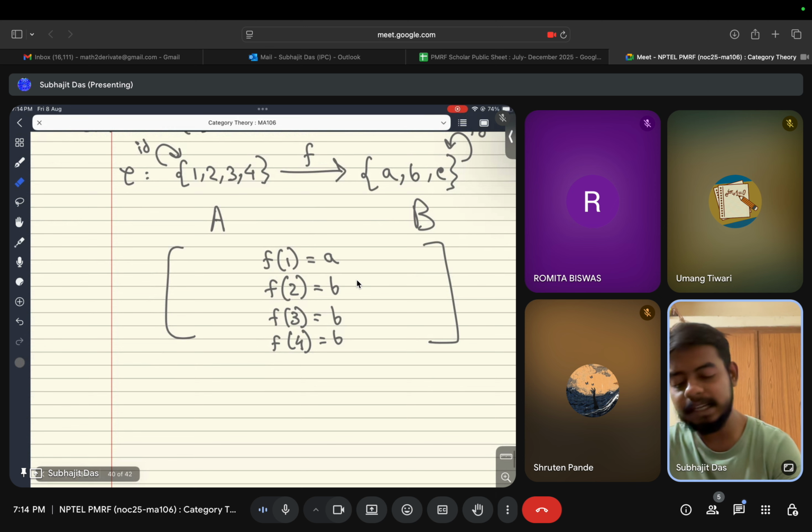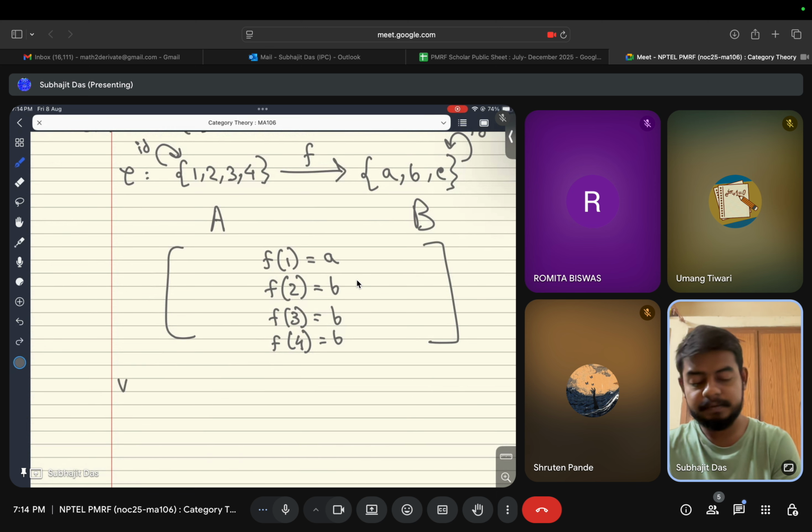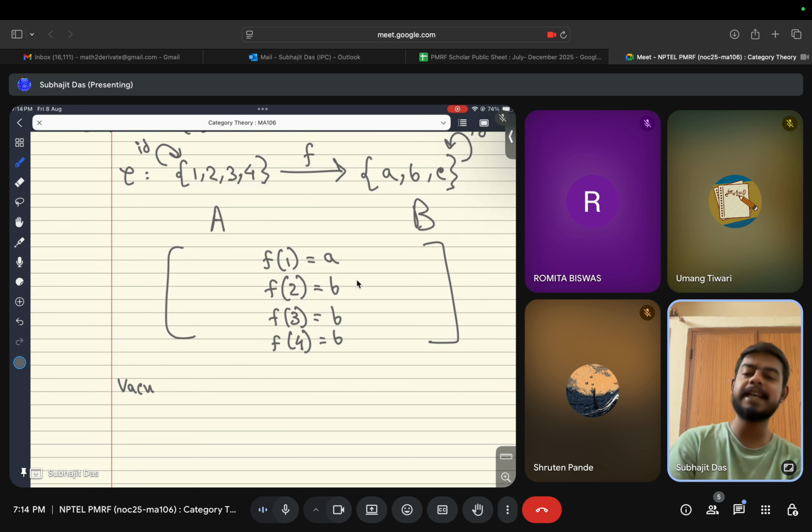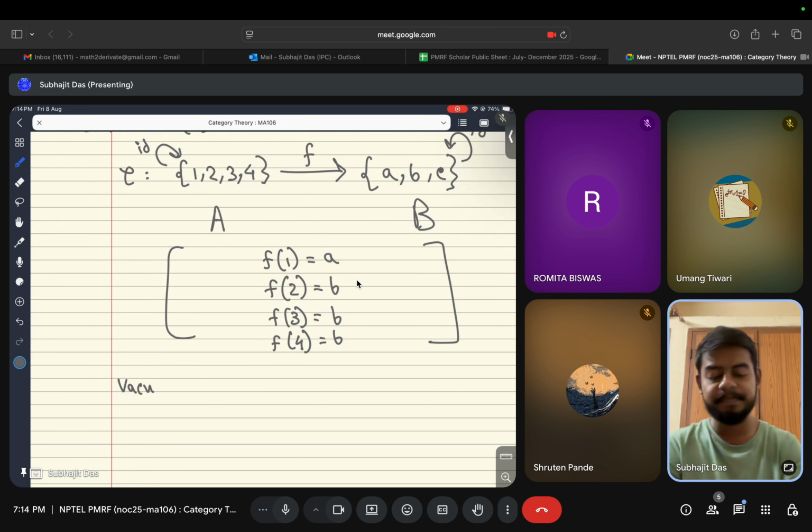So vacuously, I hope you know what vacuously means, right? Vacuous statements are statements which are made about the elements of the empty set. It's like saying all the elements of the empty set are blue in color. It's a vacuously true statement, because if it were not true, then you could produce one element in the empty set which is not blue in color, which is an obvious contradiction because the empty set doesn't have any elements.